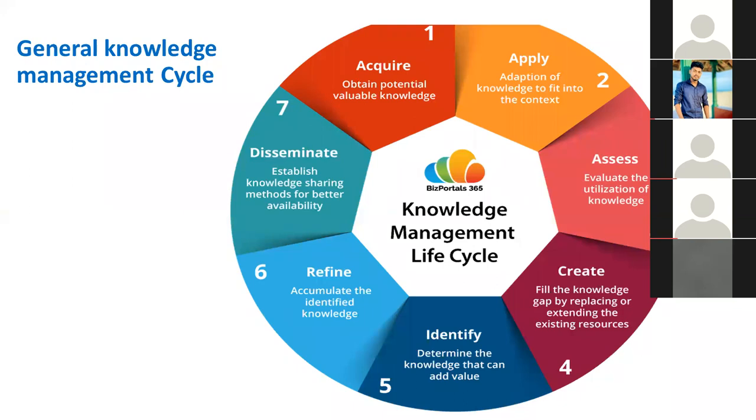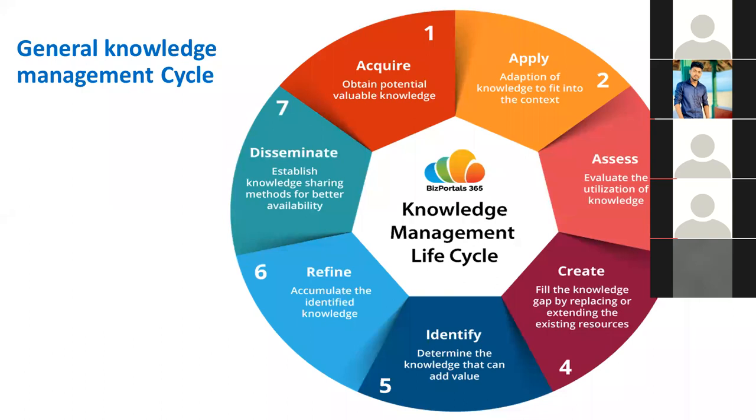under that. As you can see in this figure, there are 7 properties of the knowledge management cycle, where you can acquire the knowledge and then apply it for a particular study, right? Then you need to assess your knowledge. Then thereafter you need to create new knowledge, fill the knowledge gap by replacing or extending the existing resources. And you need to identify the values of that particular knowledge that you have created earlier, and at the same time you need to refine it. Accumulate and identify the knowledge, and finally you need to disseminate the knowledge. That means knowledge sharing, right?